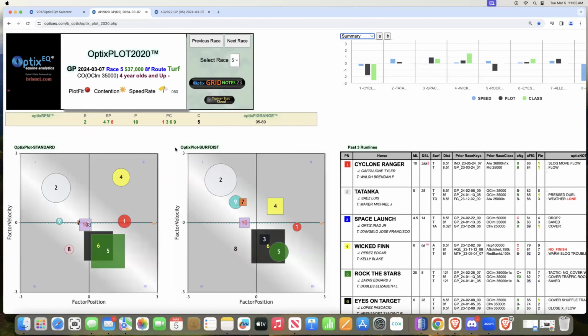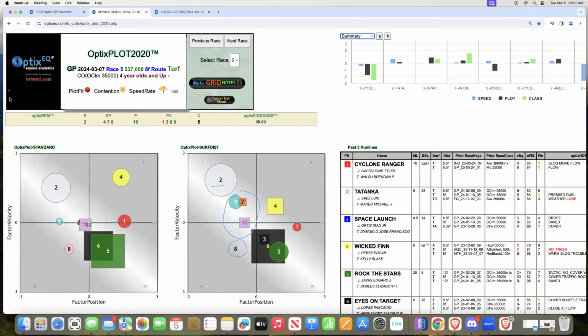So to me, the horses that look good on the plot, if this 2 tries to wire the field, look like the 7 and 10 could sit right off of him and maybe get first run. As you can see, let me just mark this up so I can pay attention a little bit more to the surface distance plot. So you got the 2 in the lead, and then you got these kind of pressers, at least on the plot. And it looks like the 8 is not going to be able to keep up, okay?